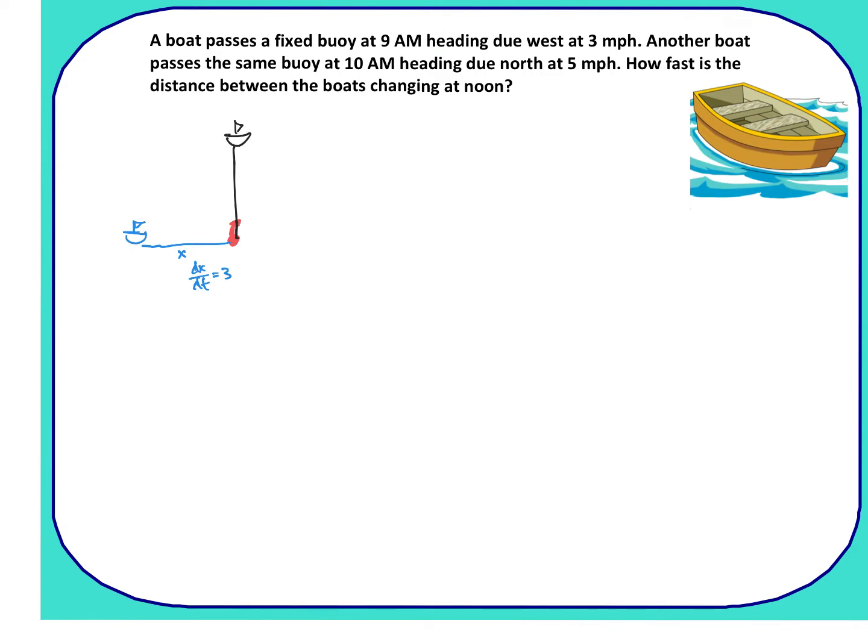All right. And this is my y, just because I think that that's my vertical distance. And so what was given to me? dy/dt is equal to 5. And so what's being asked? How fast is the distance between the boats changing at noon? And so my distance between my boats is that. So that's my z. But what's being asked? dz/dt.